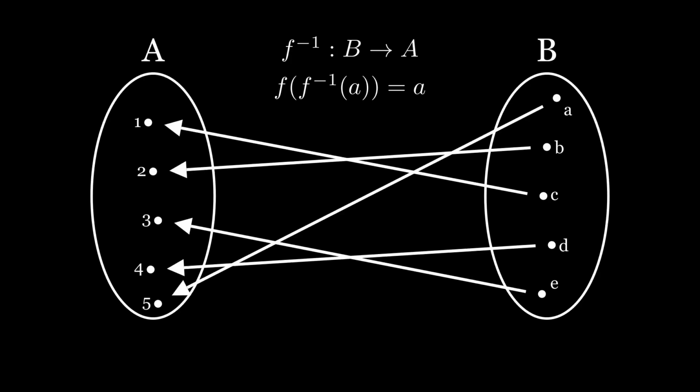F of F inverse or F inverse of F, when we combine those functions or apply one after the other, we just get the identity. So it goes back to what it originally was.